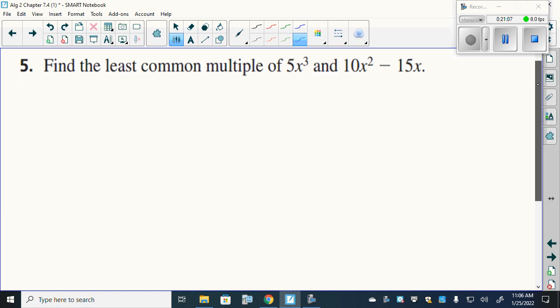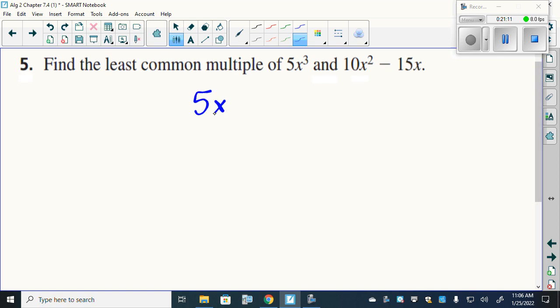Let's look at one last one. 5x cubed and 10x squared minus 15x. Now 5x cubed is by itself, so there's nothing we can do to factor it or simplify it down further than, well, 5x cubed. What can we do to factor 10x squared minus 15x?